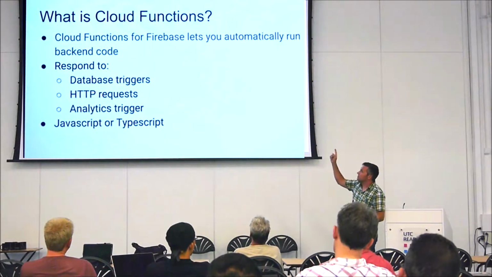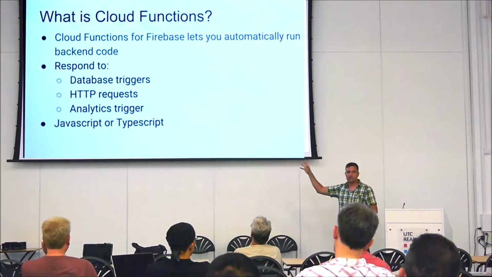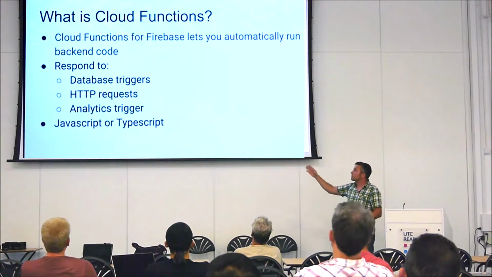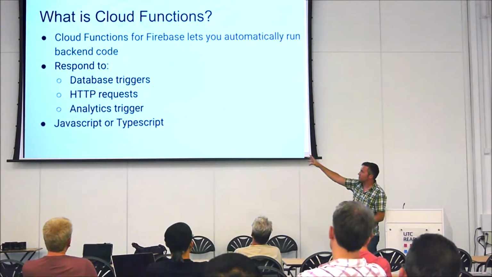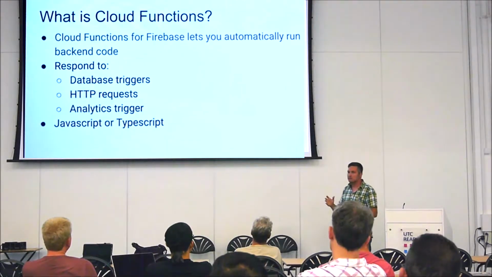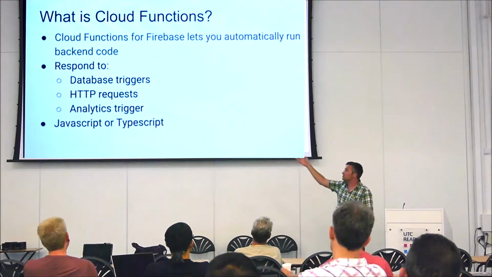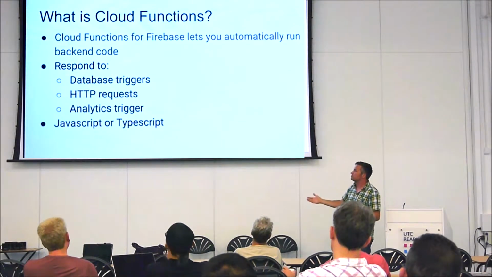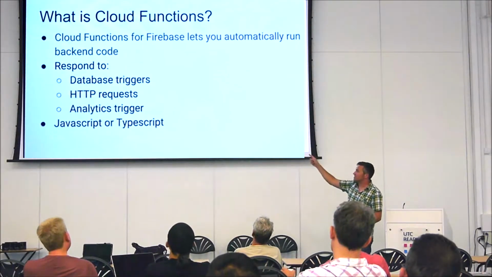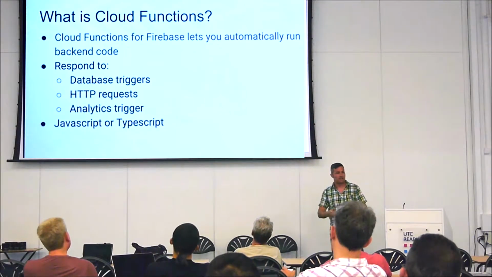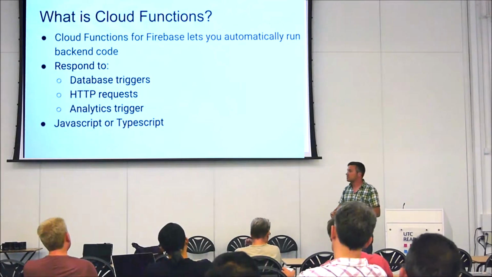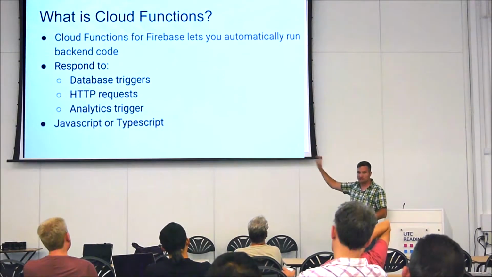So as I said, it's code that automatically runs in the cloud, and it responds to, I think it's about 7 or 8 different triggers. These are just the 3 I've used myself. So you can have a database trigger, which is what I'm talking about there. You set up a reference to a document in the database, and when that changes, but you can also do it from a Firebase function.